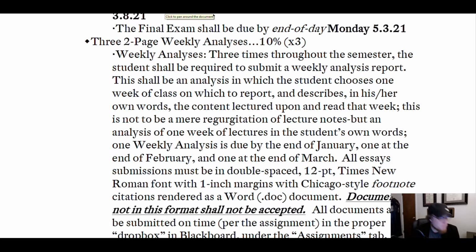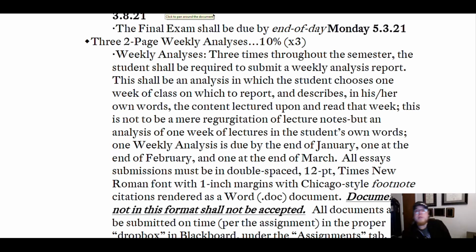This is not a research paper. No outside sources are required whatsoever. In my upper level courses, I do have my students do more rigorous term papers, but not here. Here, what I want you to work on is articulating your analysis and explication in your own words of what you encounter. So I'm really looking for what you have to say.